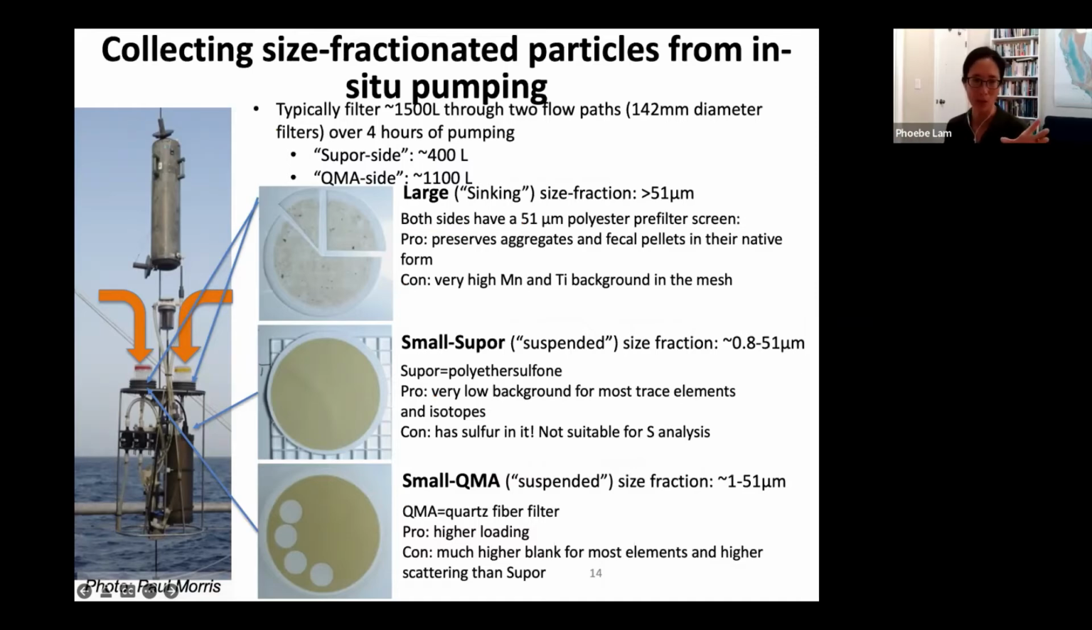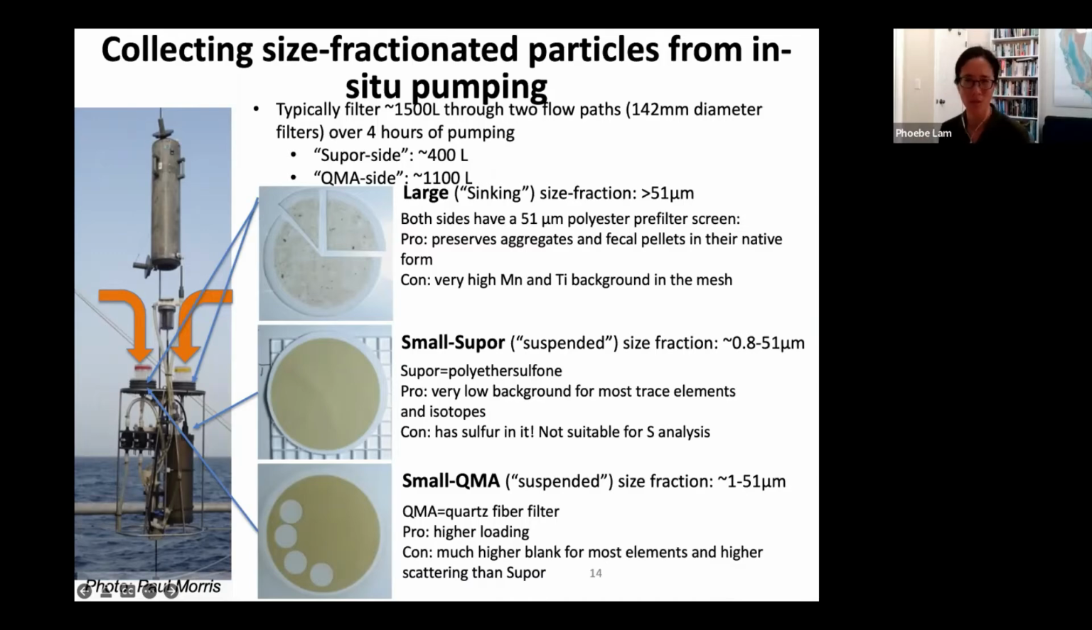We have 2 flow paths, so we could have 2 different filter types, because these are 142 millimeter filters, which we can then cut up into slices or punch holes, and then distribute to many different PIs or many different people within my group to measure different things. The idea is if we have a very even distribution of particles, we can make lots and lots of measurements and put them together and learn a lot of things.